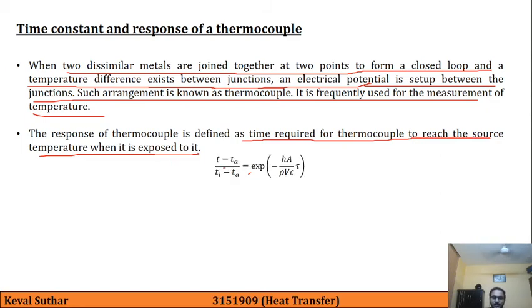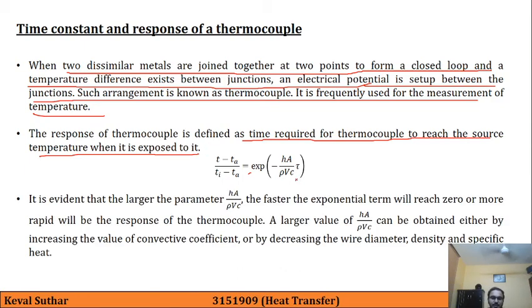So here we will continue from this formula, which is temperature profile in case of transient heat conduction. Here it is evident that the larger the value of HA upon rho Vc, the faster the exponential term will reach 0. Why? Because we are having a negative sign. So higher this value, the exponential term will reach 0 faster, or more rapid will be the response of thermocouple.